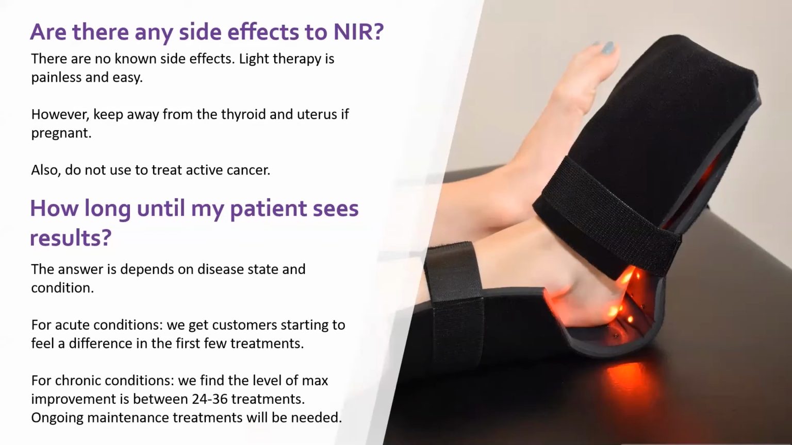How long until a patient's going to see results? Well, it's going to depend on that patient's disease state and their condition. Are we looking at an acute condition? Someone might feel better very quickly. A chronic condition, it's taken a while for them to get into that state. It's going to take a bit more time. We find there's a nice steady progression in those chronic conditions. And of course, ongoing maintenance treatments is going to let you maintain that improvement.